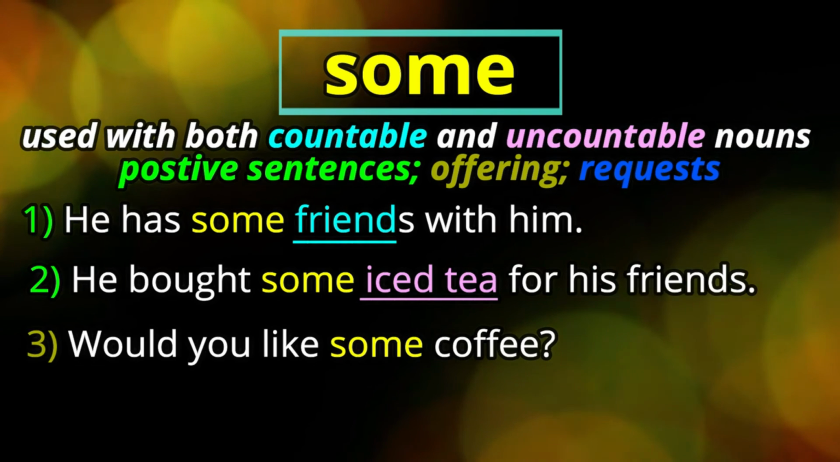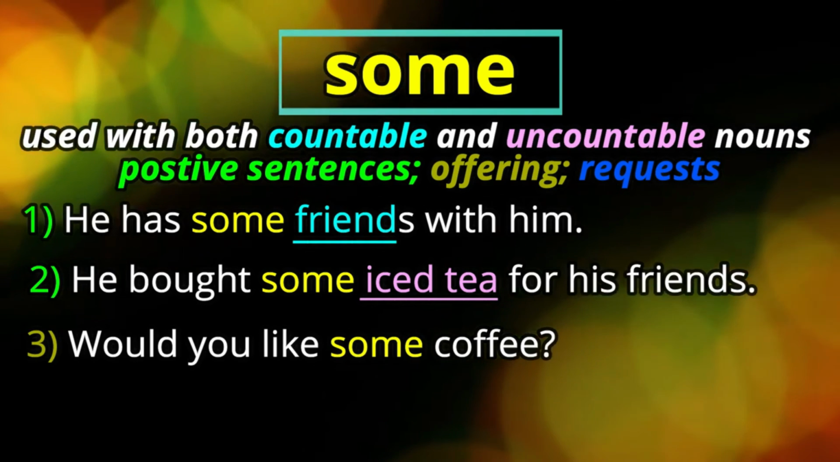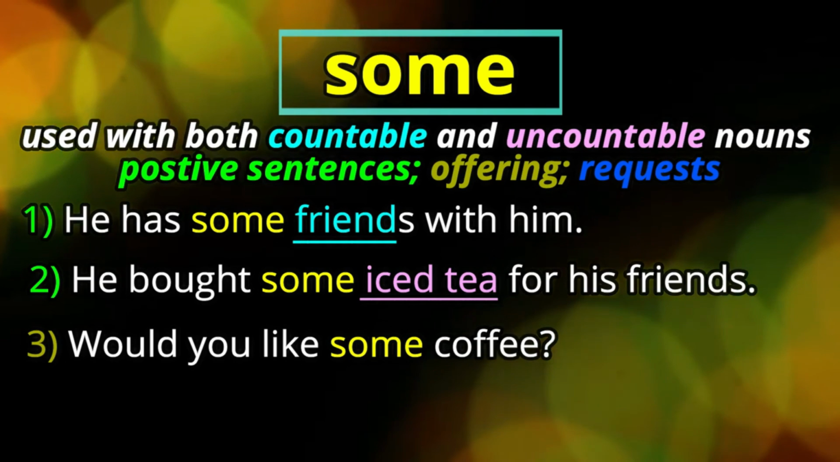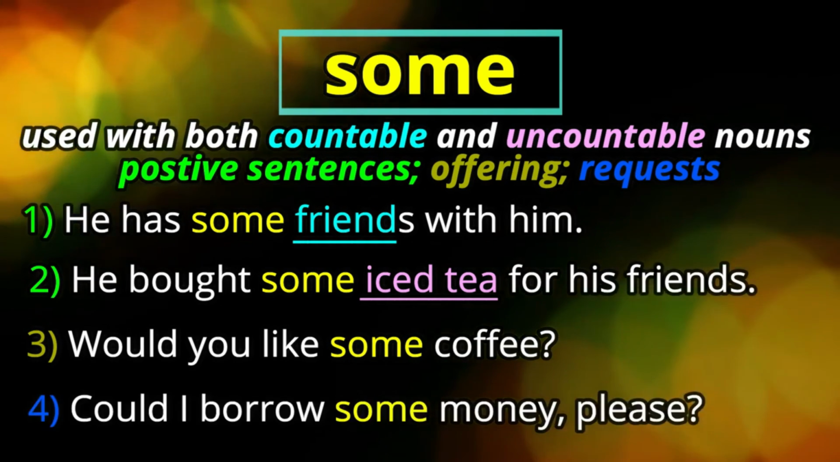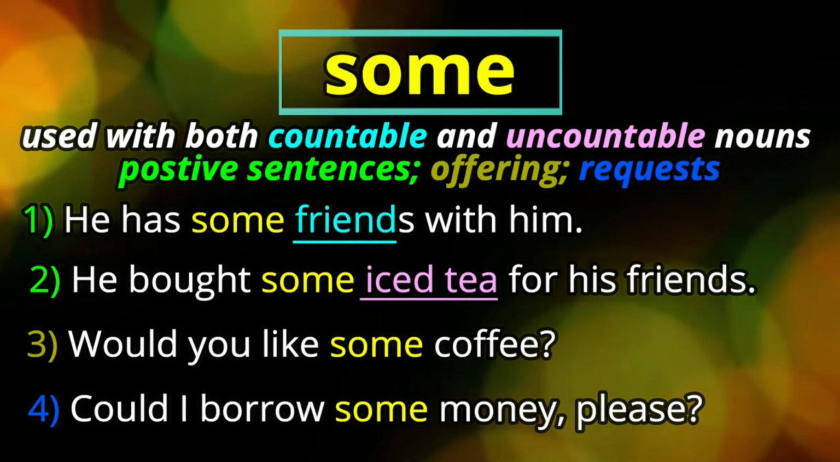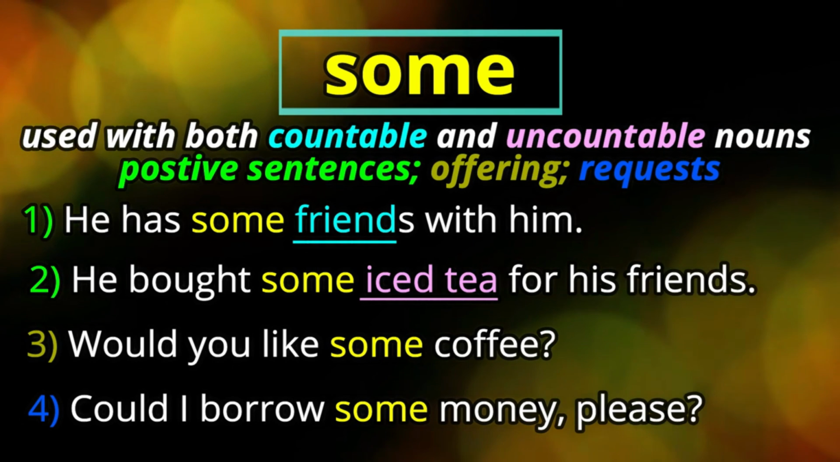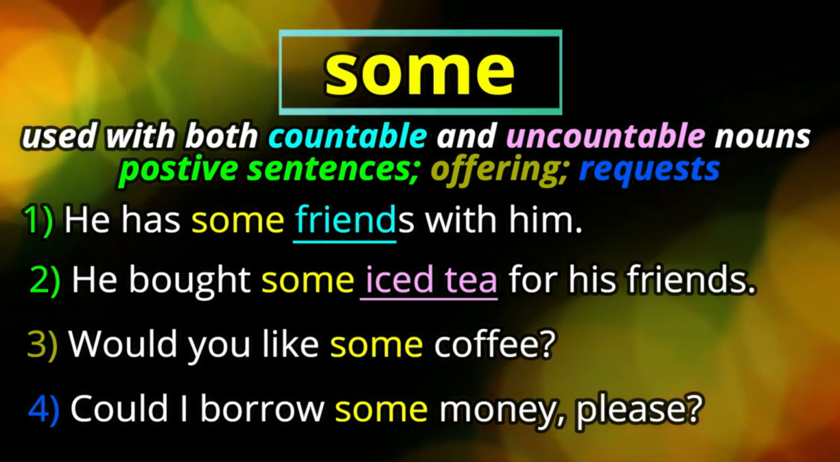In number 3, we have an offering. Would you like some coffee? Here we're using some for the person is offering, if the other person wants something to drink. And in number 4, we have a request. Could I borrow some money, please? Now, some is used other ways in English, but these are pretty common ways. Now, let's do the final quantifier, which is going to be any.